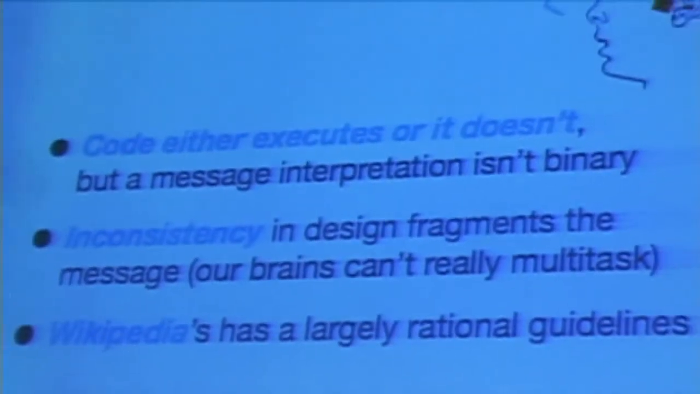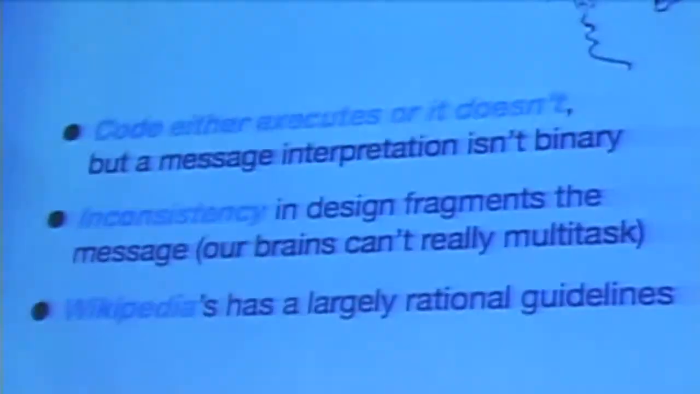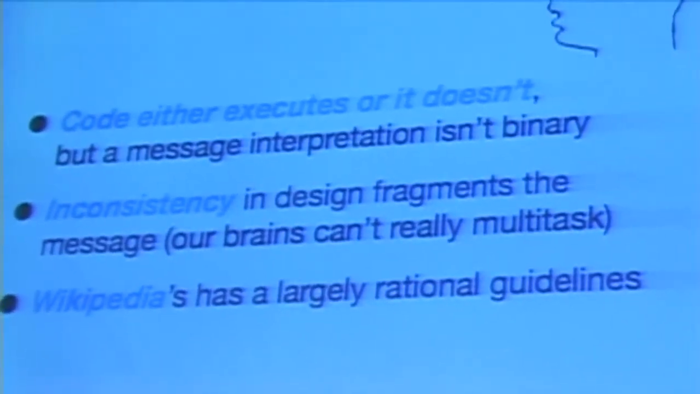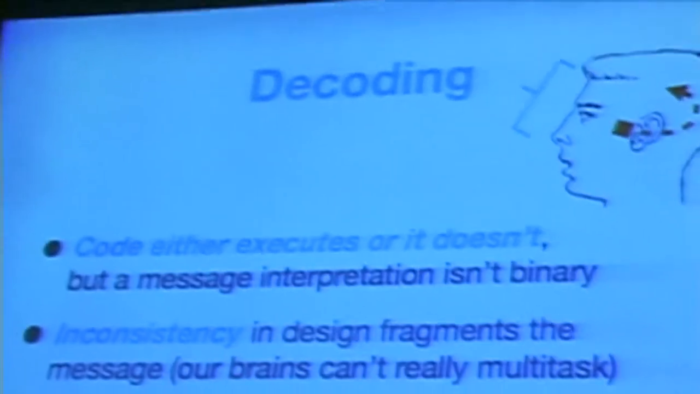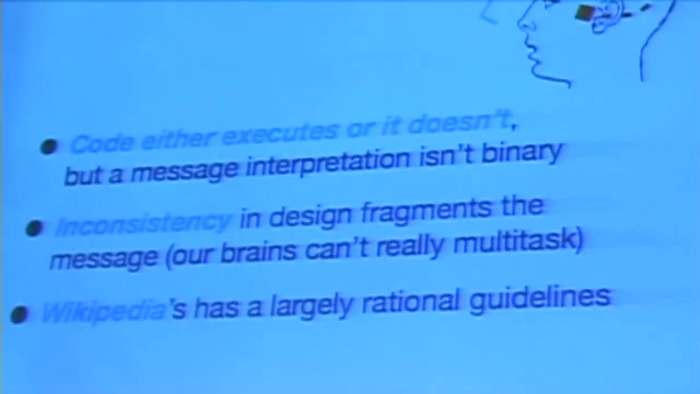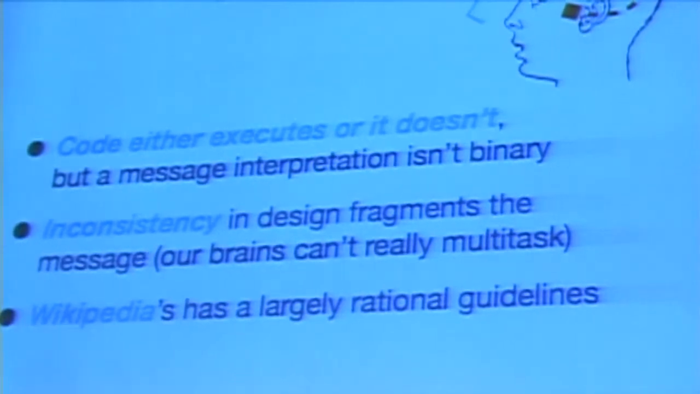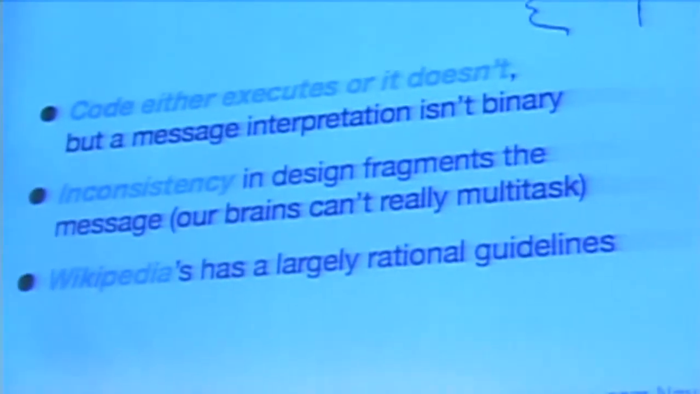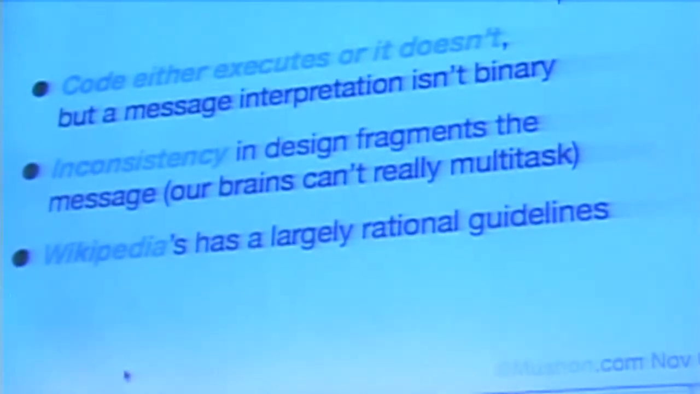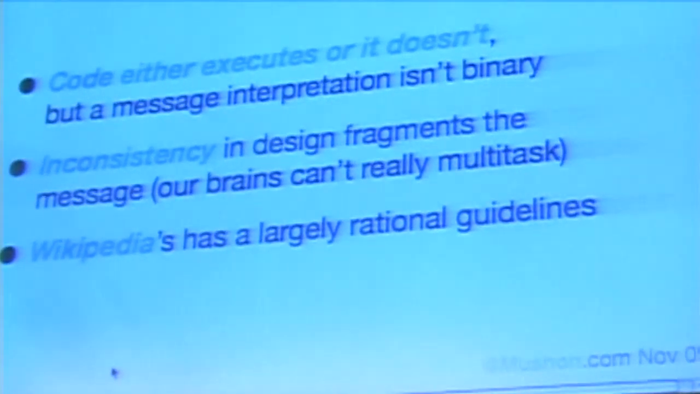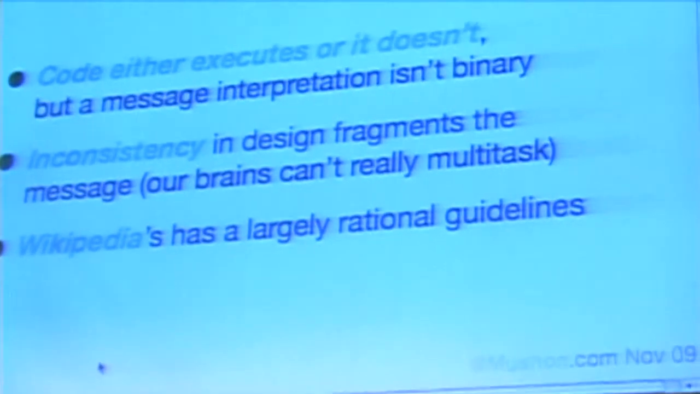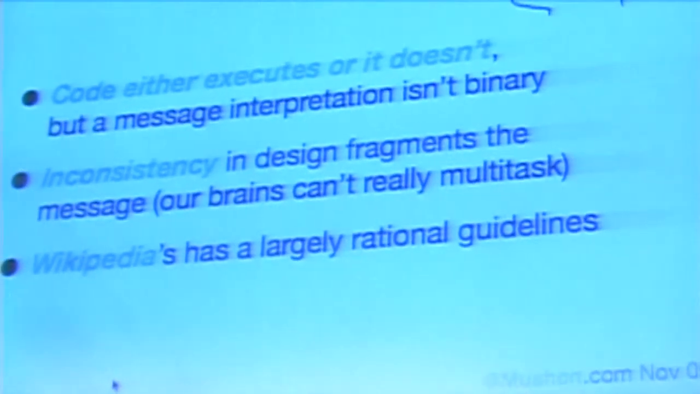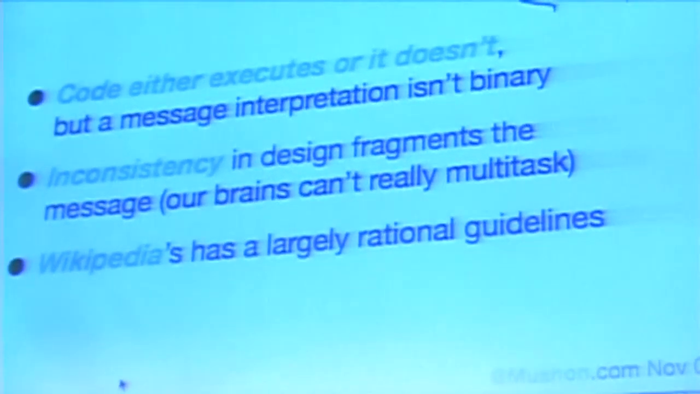And on the other side, when you're trying to understand the code, in coding, it either executes or not, so you know if you communicated or not. You don't have error messages above people's heads. Another thing is inconsistency. If I'm inconsistent with the way I'm communicating, people won't understand me. And even the decision making in Wikipedia, which is a non-programming open source project, is largely rational.